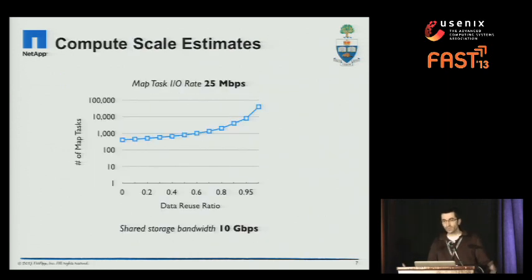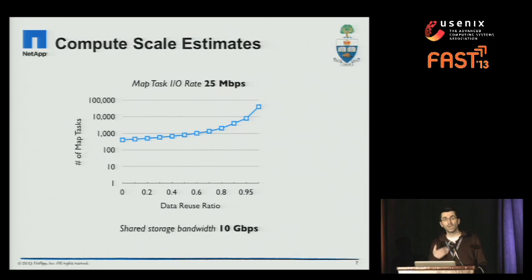So armed with these numbers, we went ahead and did a back of the envelope calculation for what compute scale estimates we can sustain with this cache plus enterprise storage architecture. I'm plotting here the compute scale estimates in number of parallel map tasks on the y-axis, for various data reuse ratios on the x-axis. That is, what's the overlap in my workload, to what degree I'm utilizing the cache. And I'm showing this for an enterprise storage bandwidth of 10 gigabits per second and a map task I/O rate on average of 25 megabits per second.